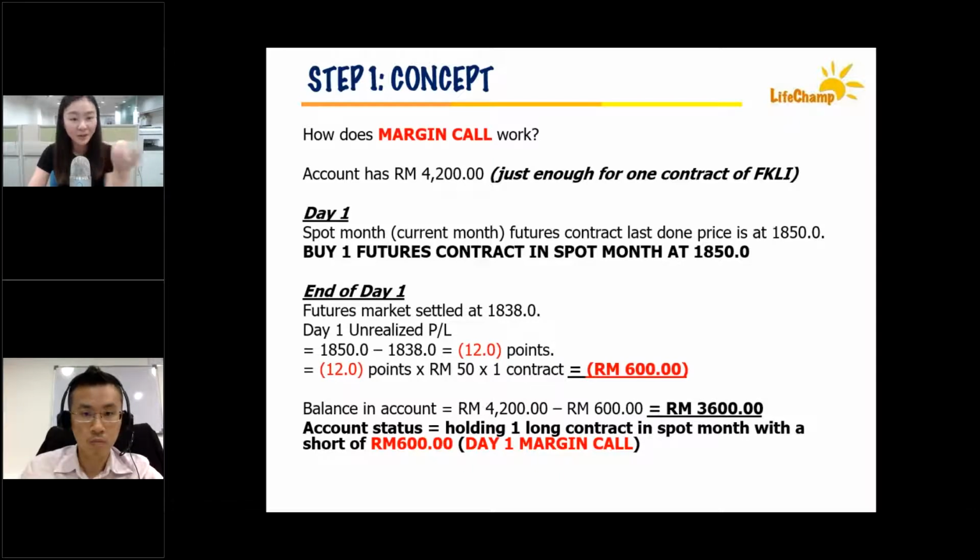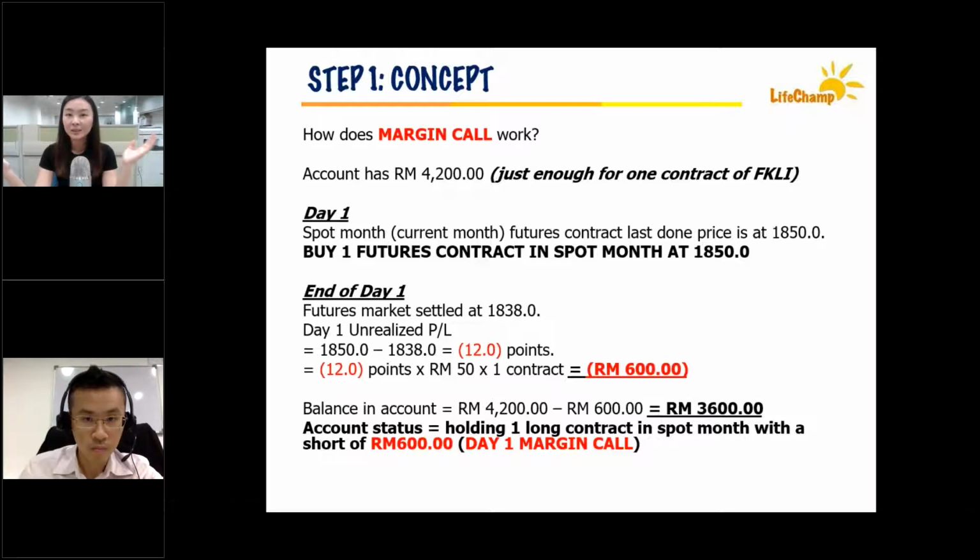And in FKLI, one point move is equal to RM50. Actually, for FKLI, the minimum movement is 0.5, and 0.5 equals 25 ringgit. So in this case, for 1.0 movement, it will be equal to 50 ringgit. So 12 points, you times RM50 times one contract, you're actually losing 600 ringgit.